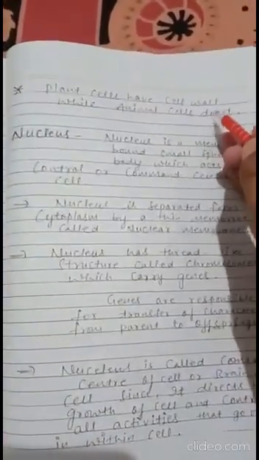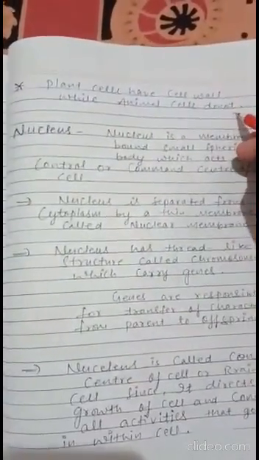Next, this is the important point. Plants have cell wall while animals do not. Animal cell does not have cell wall while plant cell has. This would help you to write the differences between plant cell and animal cell.